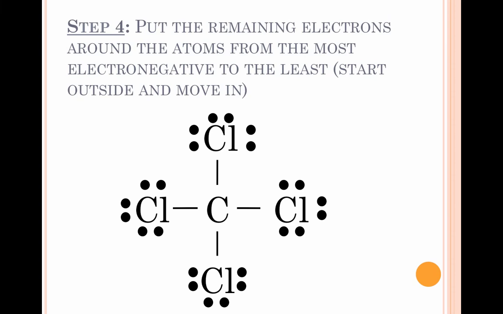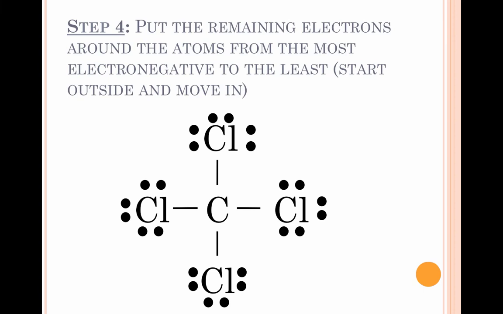So the way you do that is you add them as dots. You don't do lines because a line means it's bonded. These electrons are not. They're just dots. So you'll see this looks very similar to the Lewis dot structures we did in chapter 5. Now to figure out where the electrons go, there's a couple ways you can do that. First, the most electronegative to the least is where you should put the electrons. The other way you can think of it is you start from the outside and work your way in.